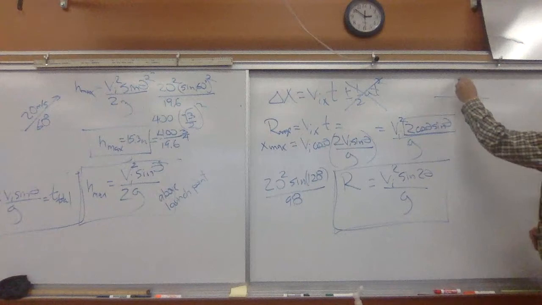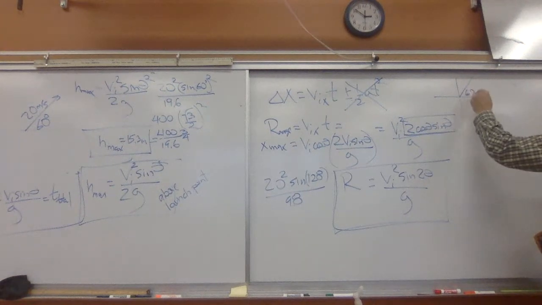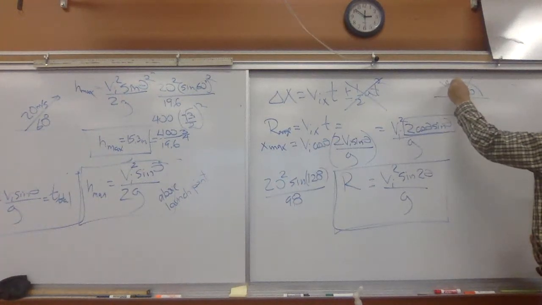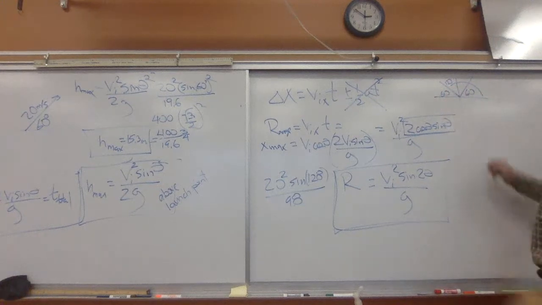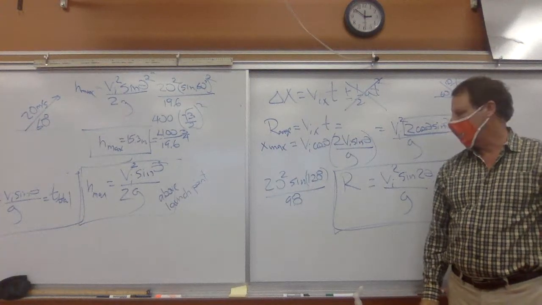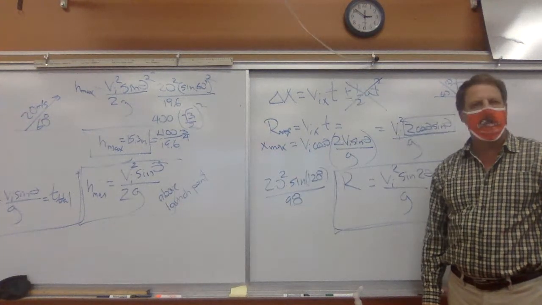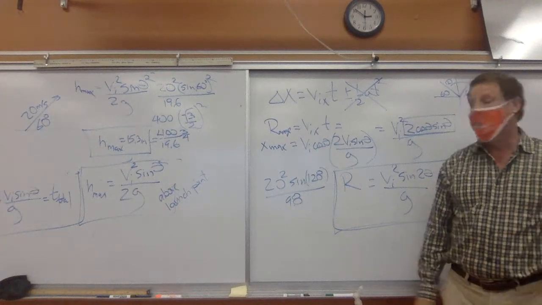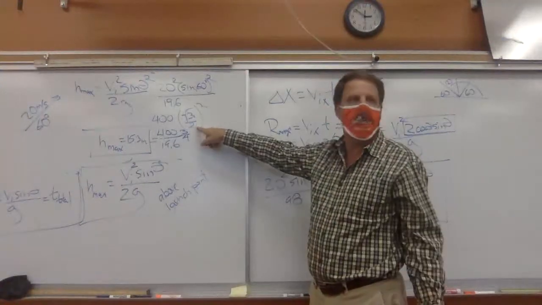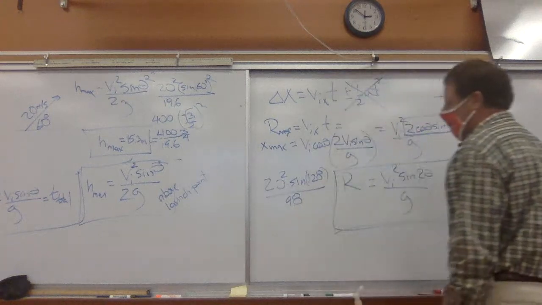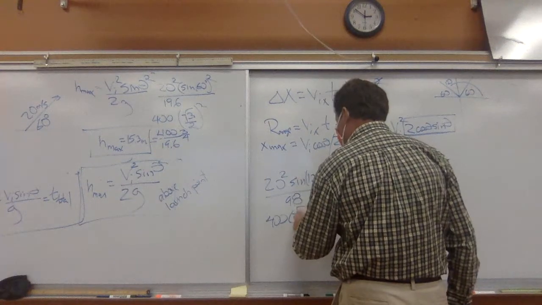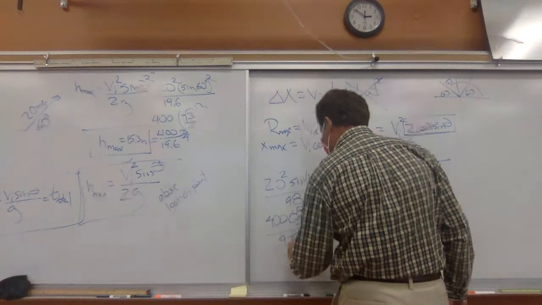If we think here, we've got 60 here and 120 here. What is the sine of 120? Remember, it's still going to be positive, and it's going to be the square root of 3 over 2. And so now we're going to have 400 times radical 3 over 2 divided by 9.8.